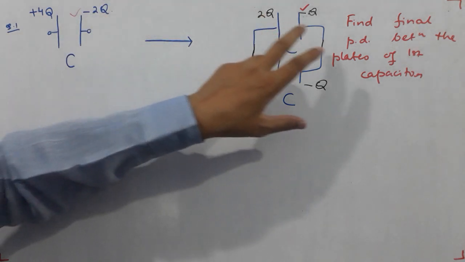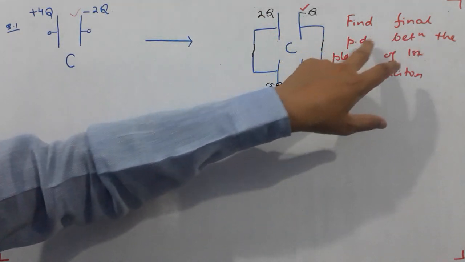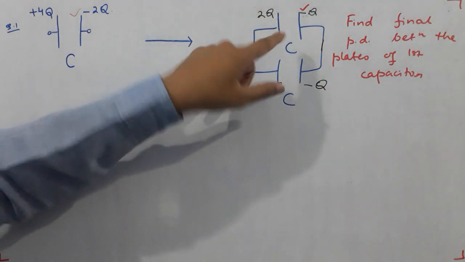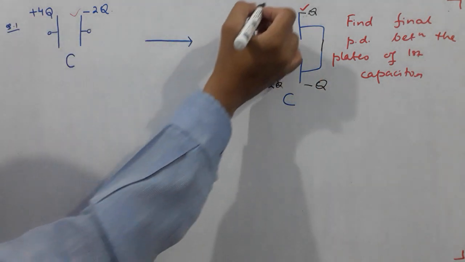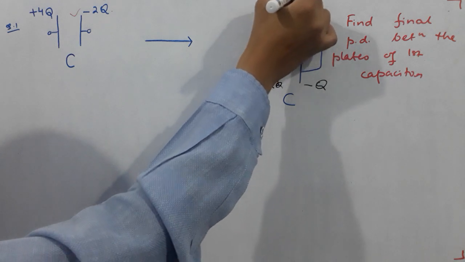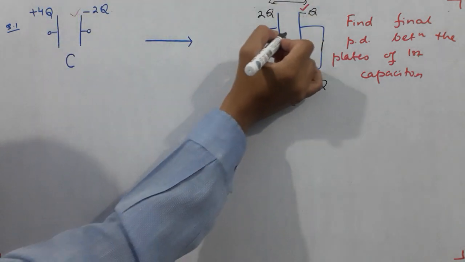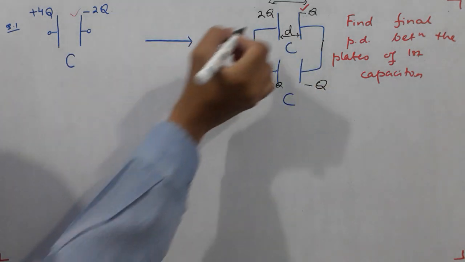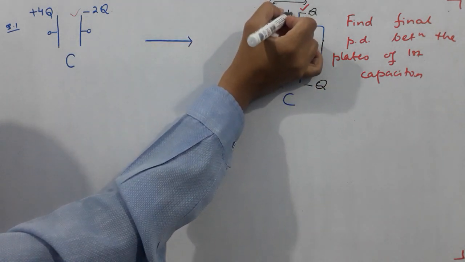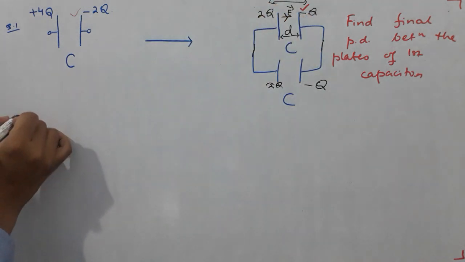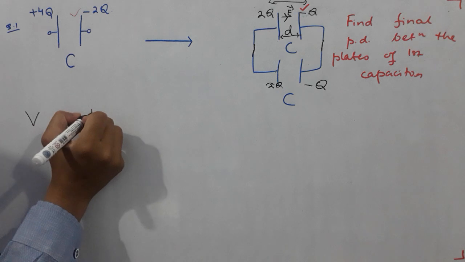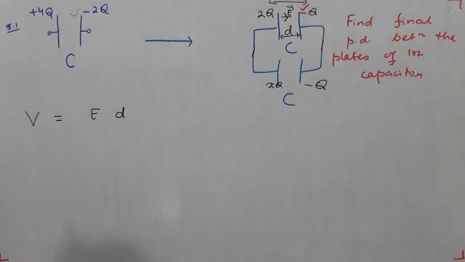In this condition, what is being asked, we have to find final potential difference between the plates of the first capacitor. This is the first capacitor. So we have to find this potential difference. Let us call it as V. Let this distance between the plates be D, and let the electric field between the plates be E. Then the potential difference between the plates V will be given as the formula E times D. Now we have to find E.